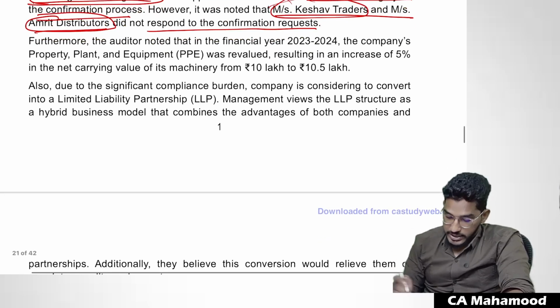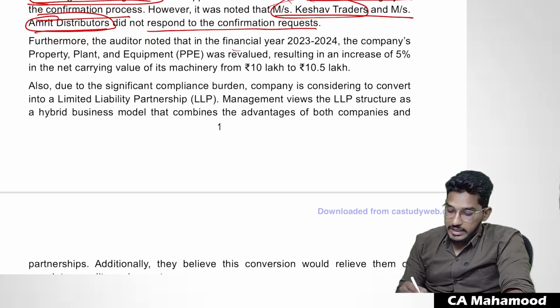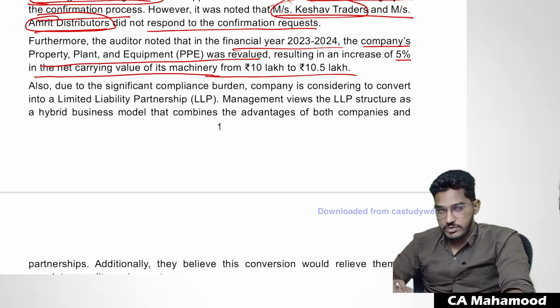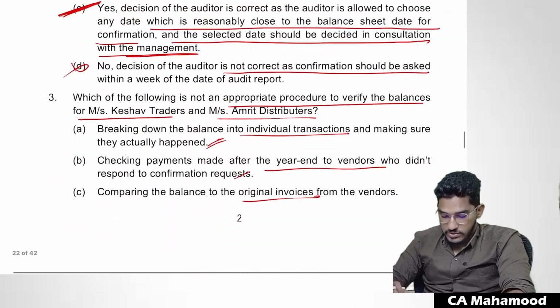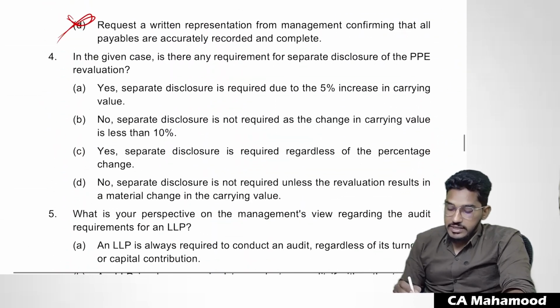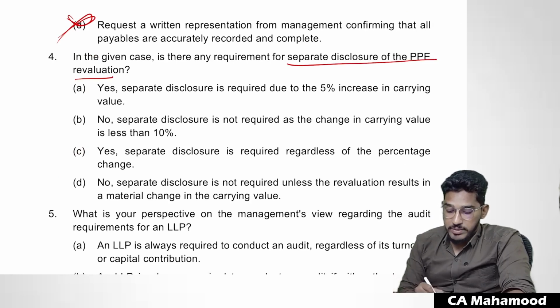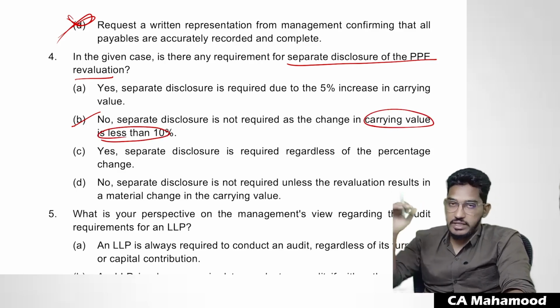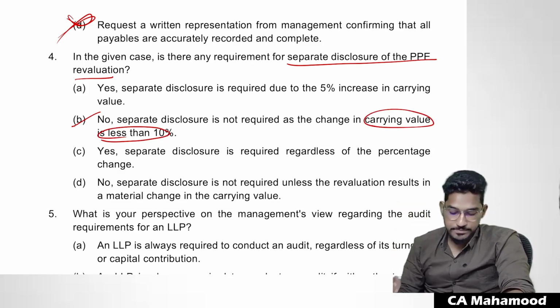Now let us come back to the further details. Furthermore, the auditor noted that in the financial year 2023-24, the company's PPE was revalued, resulting in an increase of 5% in the net carrying value of its machinery from 10 lakhs to 10.5 lakhs. So the company made a revaluation. Because of the revaluation, a 5% change is there. Now regarding this also there will be a question. In the given case, is there any requirement for separate disclosure of the PPE? No. Disclosure of the PPE will be required only when there is a change of 10%. In the given case, there is only a 5% change. When the change is 10% or more, then only we are required to give a separate disclosure. Okay, right.